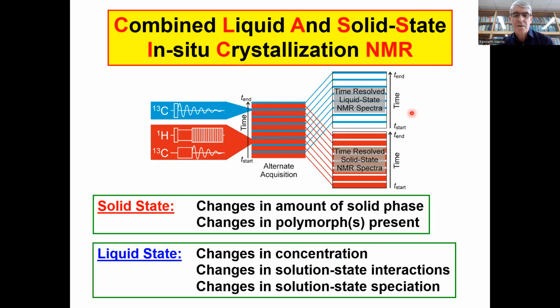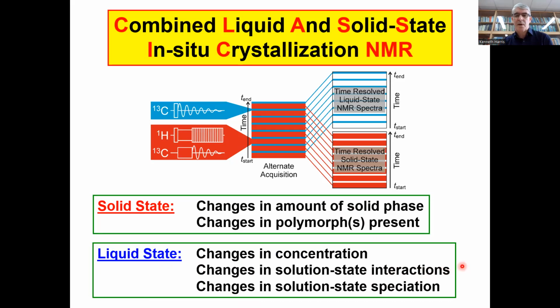So the sort of information we can obtain from the solid state is similar to what I discussed before: changes in the amount of the solid phase, changes in the polymorphic identity as a function of time. And for the liquid state NMR, we get information on things like the change in concentration as a function of time, changes in solution state interactions, changes in solution state speciation, and so on. Because we remember that, as the solid phase is produced, the liquid phase gets more and more dilute, and therefore all the interactions will be changing.